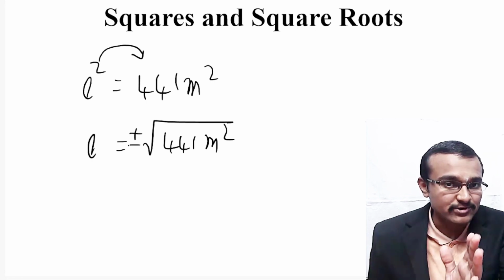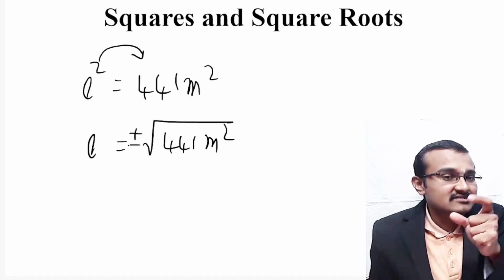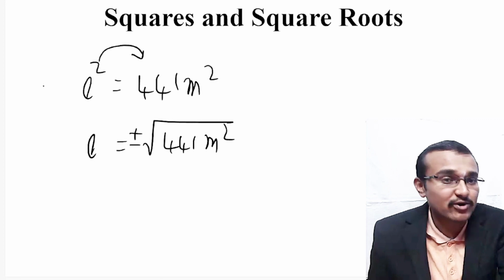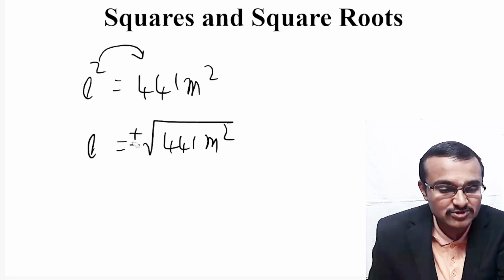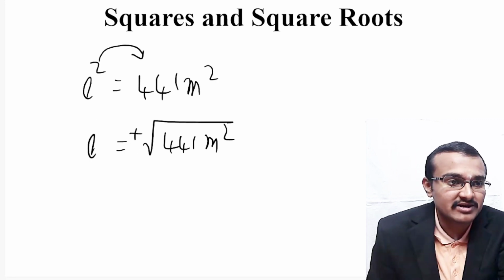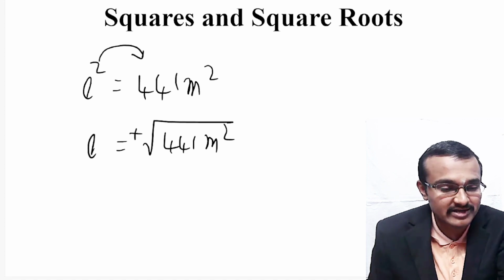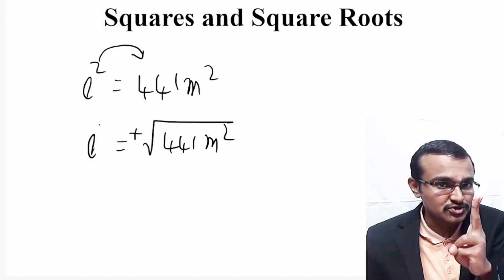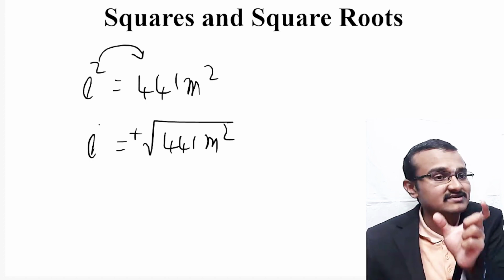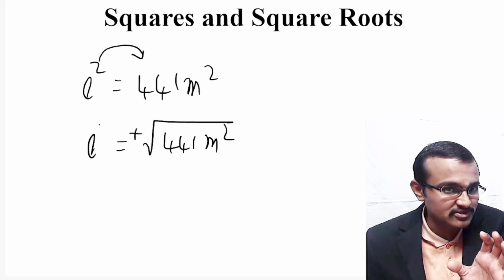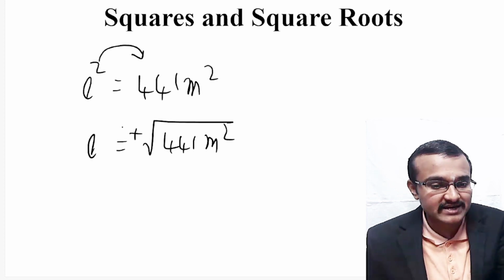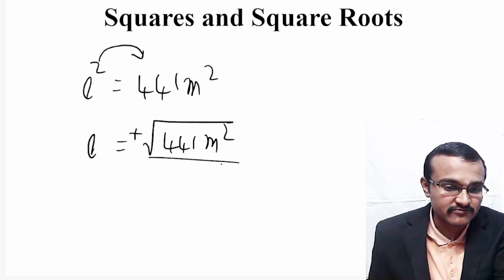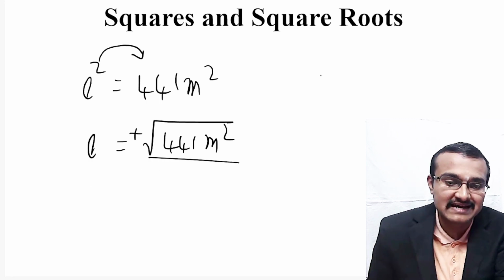But you should use your logic and think that length cannot be negative, because length will have a positive value. So here a negative value cannot exist. Instead of taking plus or minus, you can just take plus. But in certain cases you should take plus or minus both. So L square has two solutions, plus and minus, but here since length is a positive value, you should ignore the negative term and just take plus. So plus square root of 441 meter square.